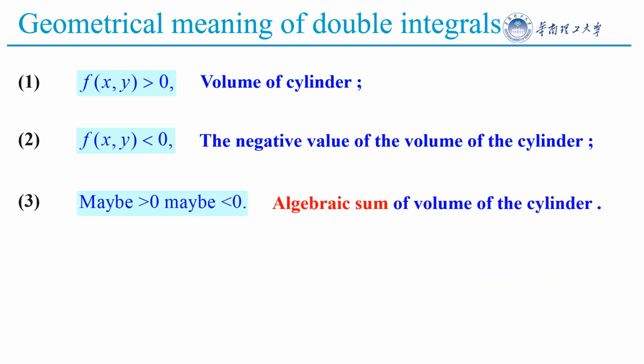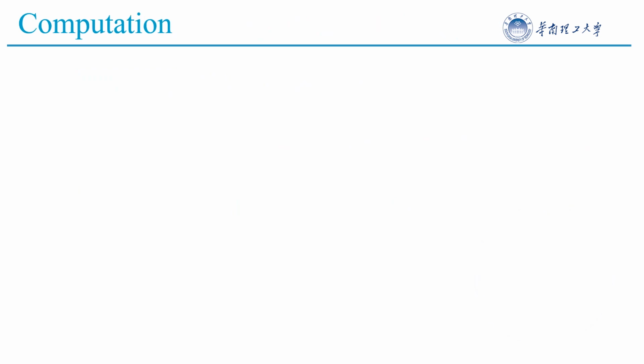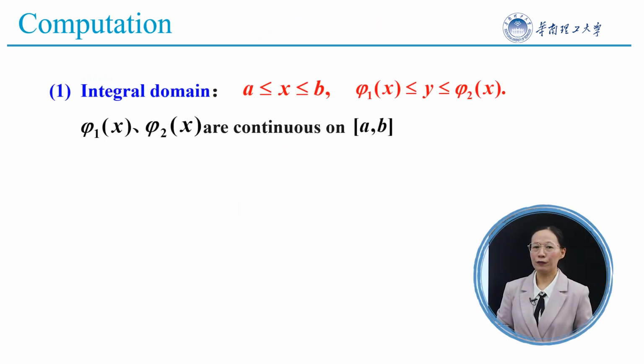If f(x,y) is both greater than 0 and less than 0 on region D, the double integral of f(x,y) on D represents the algebraic sum of the volumes of the cylinders. We first see this kind of integral domain.